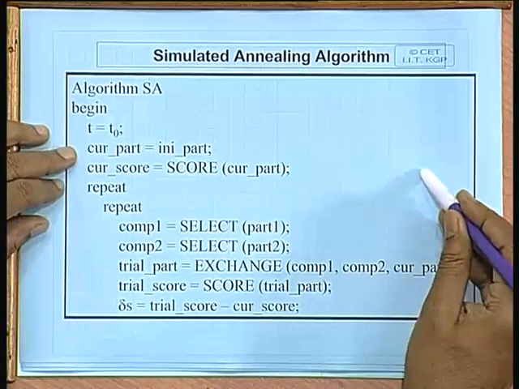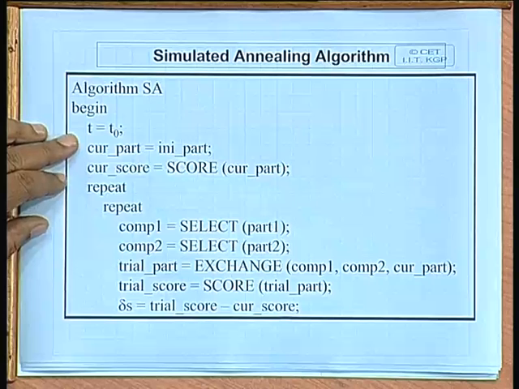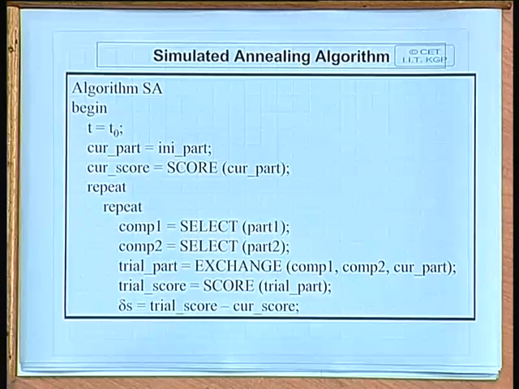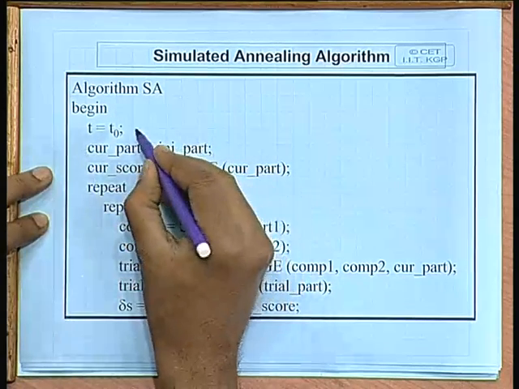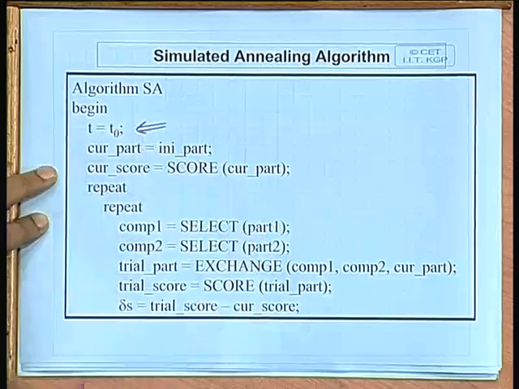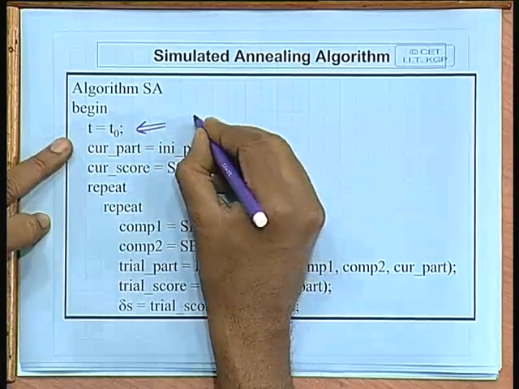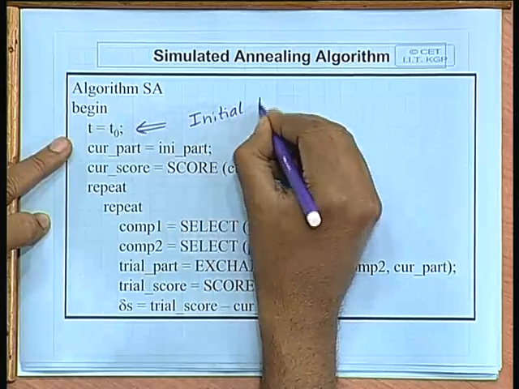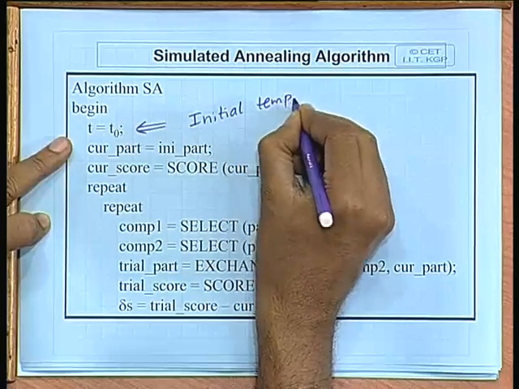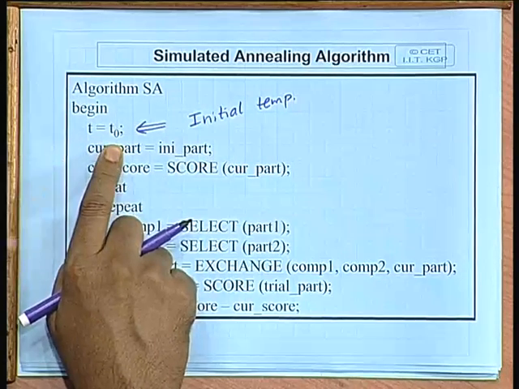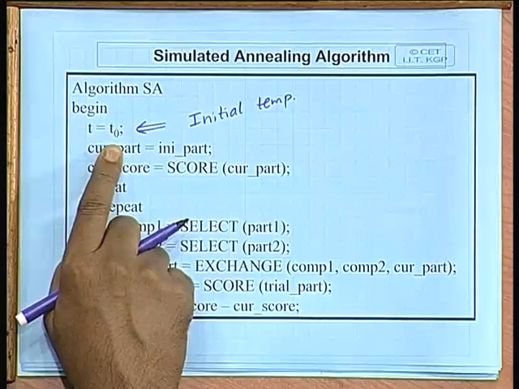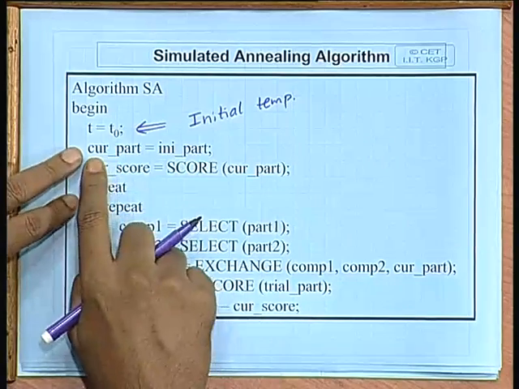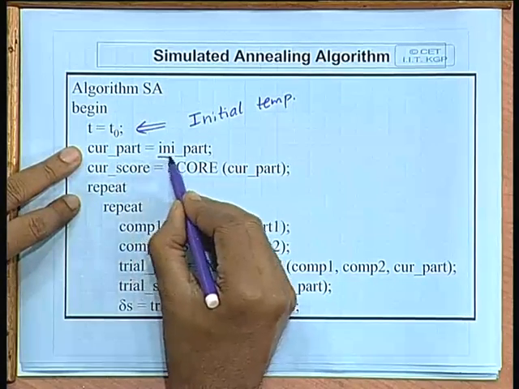Fine. In this algorithm, you just look at this T, the temperature. You start with an initial temperature. In terms of the program, this is just a variable. You initialize the variable with some high value, it may be 1000, 10,000, depending on the problem. Current partition equals initial partition.